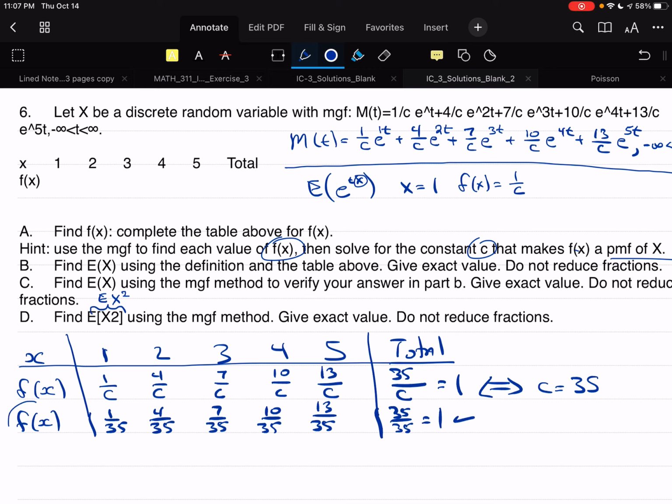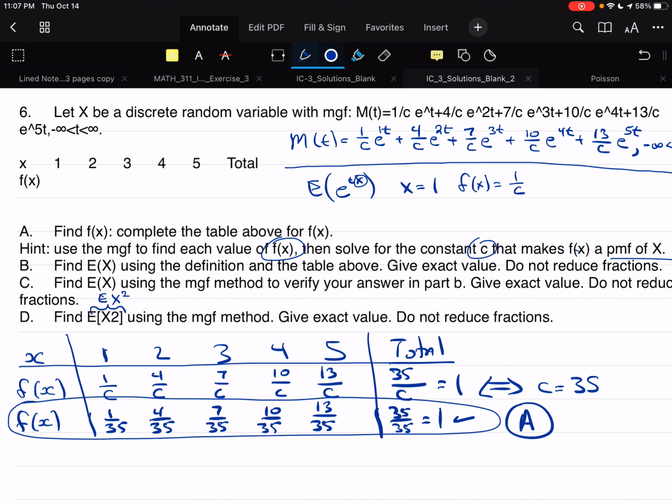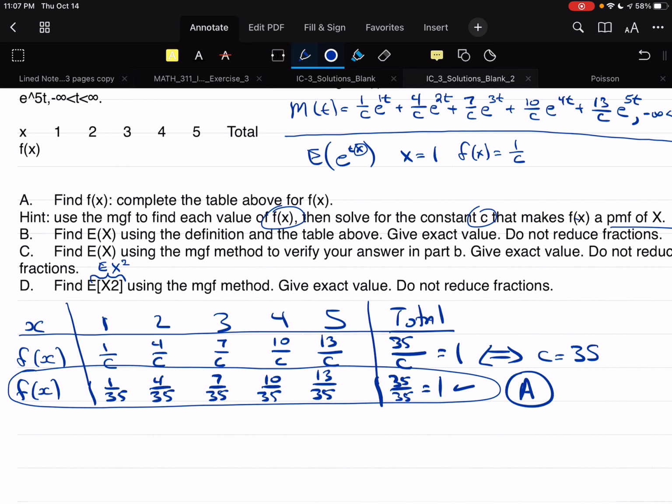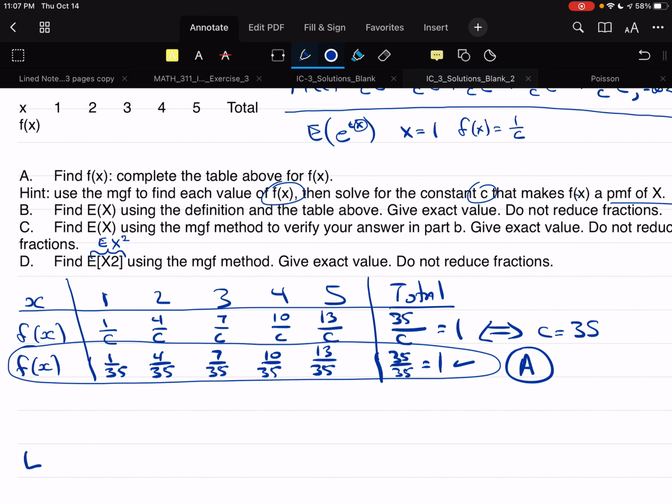So this was the answer to A. B. Find E of X using the definition and the table above. Give the exact value, do not reduce fractions. Well, E of X is equal to the mean, which is also, from the definition, the sum of x times f of x. In this case, it's from x equals 1 to 5. So I'm going to use x times f of x like I did in the examples.